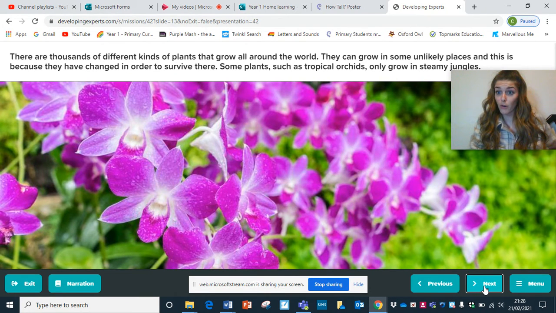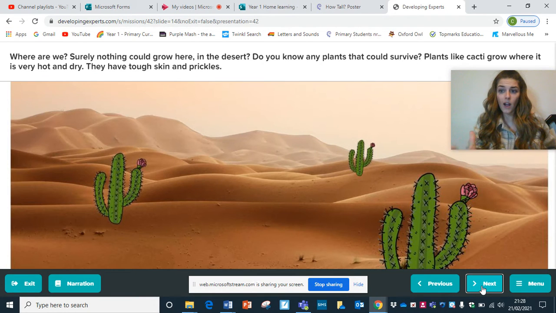So some plants can grow in really unlikely places, and this is because they've changed to survive in these places. Some plants, such as tropical orchids, only grow in steamy jungles. So you can see here that they need that heat and that humidity to grow. That tropical orchid would not grow somewhere like here because we don't have that heat, that climate here.